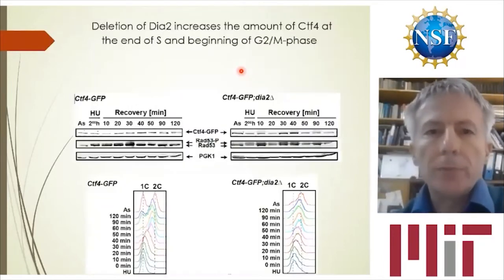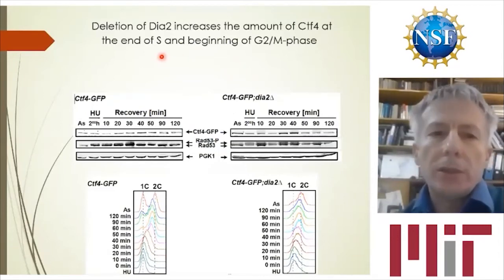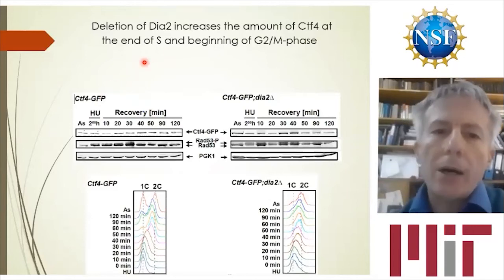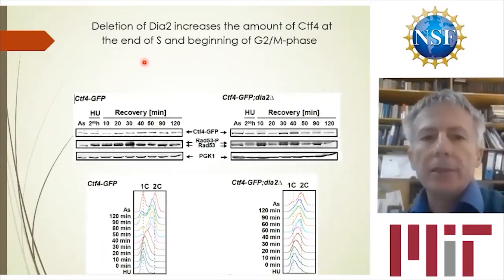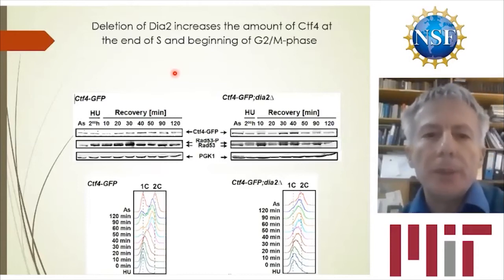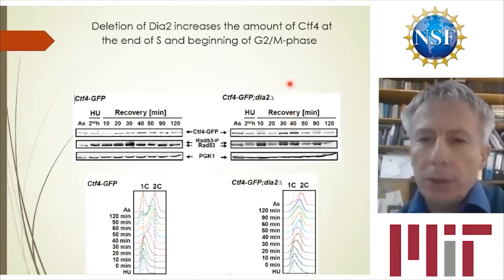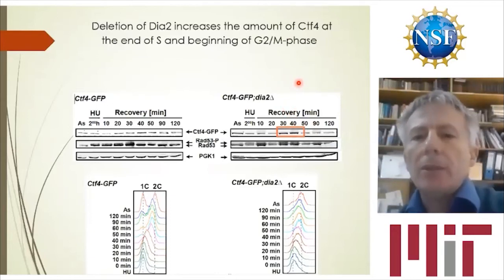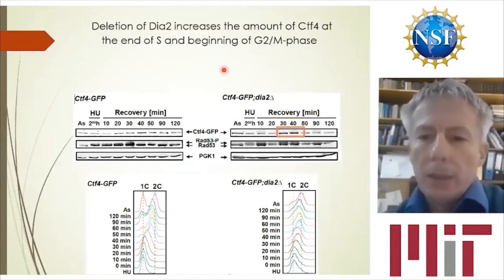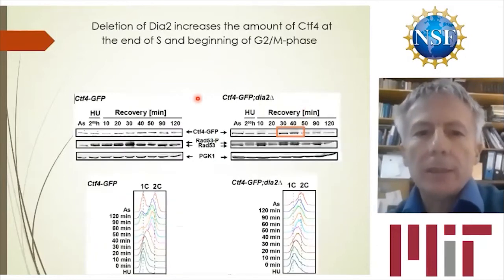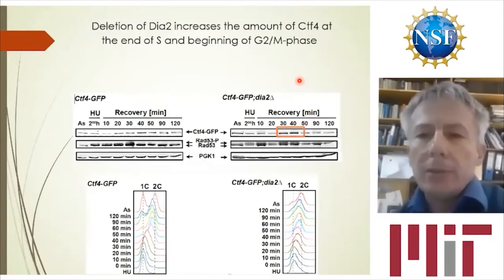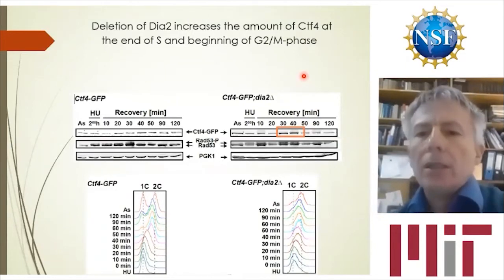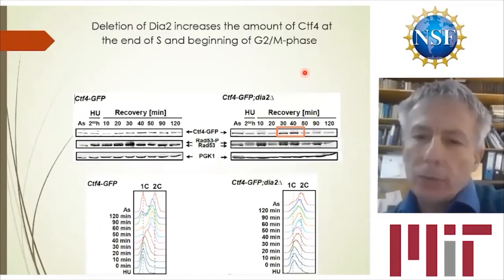To confirm these results by bulk assay, we synchronized the cells with hydroxyurea in the S phase for 2 hours, and after that we released the cells into the cell cycle and checked them with an antibody against GFP. As you can see, at 30 and 40 minutes after release, after washing off the hydroxyurea, the amount of the Ctf4 protein is increased in comparison with the wild type strain. And this time point corresponds to the time when the cells go from S phase to G2/M phase.